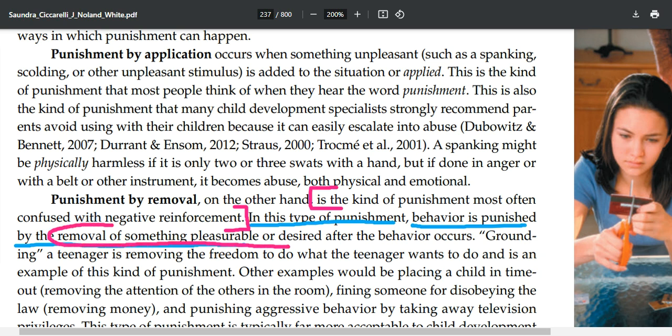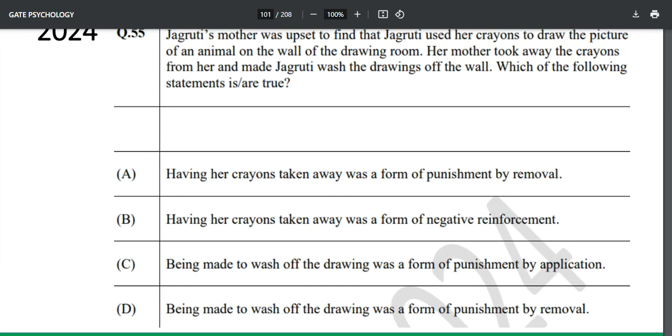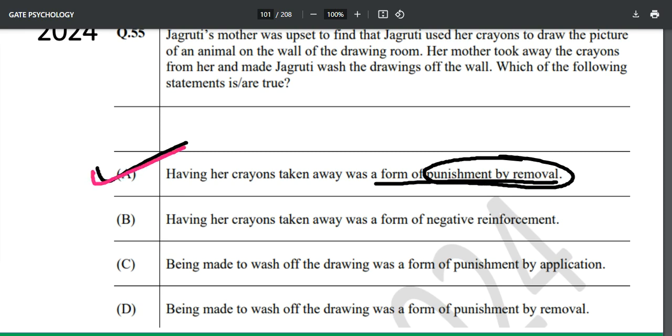Removal of something pleasurable. Crayons were pleasurable to this girl, or desired, after the behavior occurs. Okay, so be careful that you have to clear the concept between negative reinforcement and this punishment by removal. So what is going to be the answer over here? Having our crayons taken away was a form of punishment by removal because something pleasant was removed from there. If you mark this, option B gets eliminated. Now you are confused between being made to wash up the drawing room being a form of punishment by application or punishment by removal.